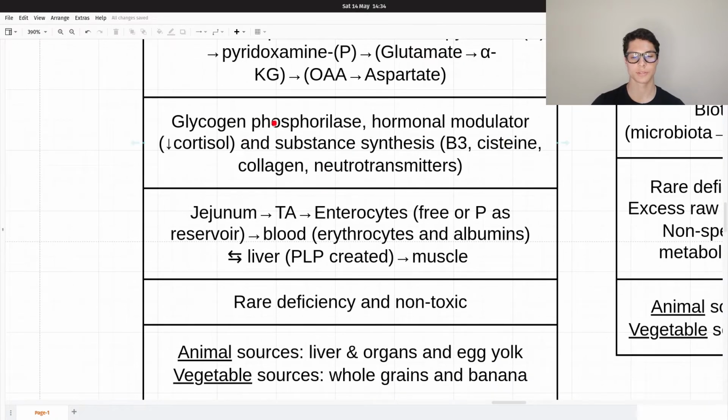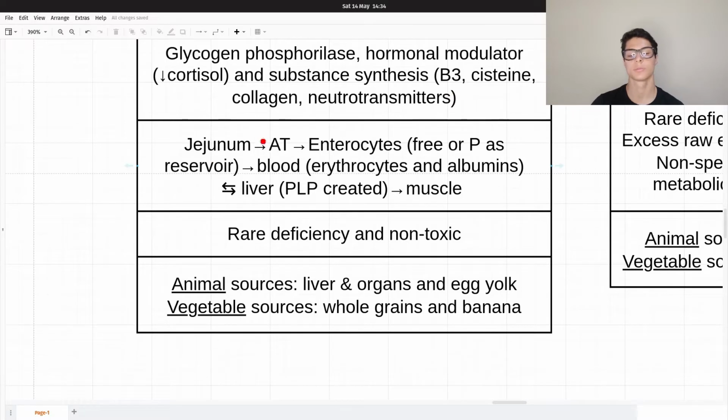Do you remember the glycogen phosphorylase from the video of the glycogen metabolism? The one we use for the glycogenolysis? Well, this vitamin is bound to that enzyme. Then it's a hormonal modulator because it lowers cortisol, and it helps the body to synthesize vitamin B3, niacin, and cysteine, collagen, and neurotransmitters.